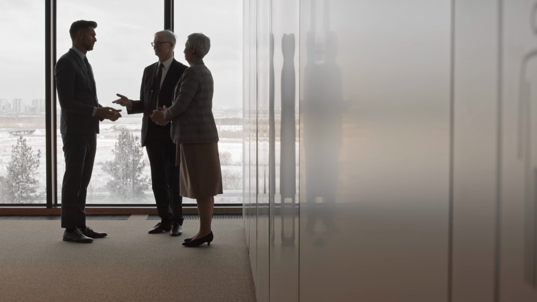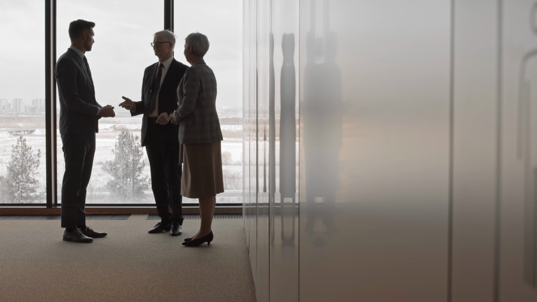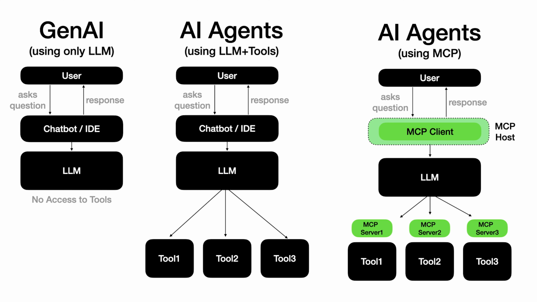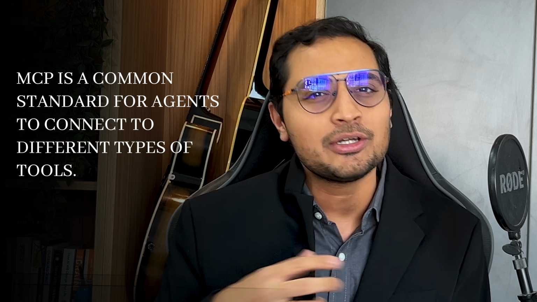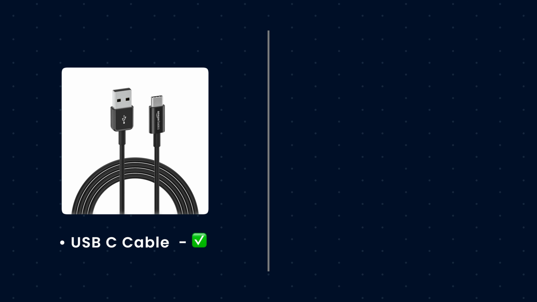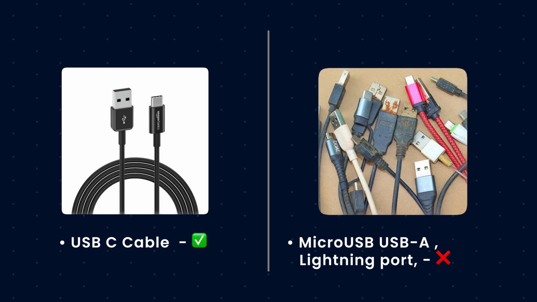It's like if you were talking to three people at the same time, but they are all talking in different languages. Unless there's a translator there, you won't really understand what all three people are saying. Enter MCP, or Model Context Protocol by Anthropic. MCP is basically a common standard for agents to connect to different types of tools, like one USB-C standard cable instead of micro USB, USB-A, Lightning port, and others.